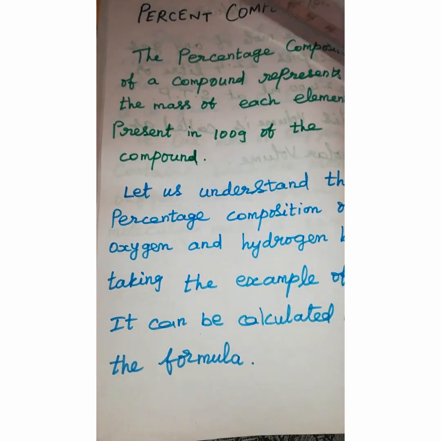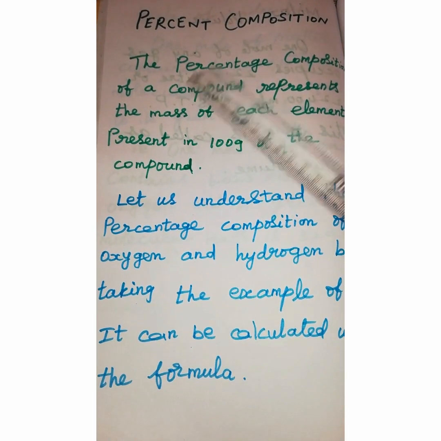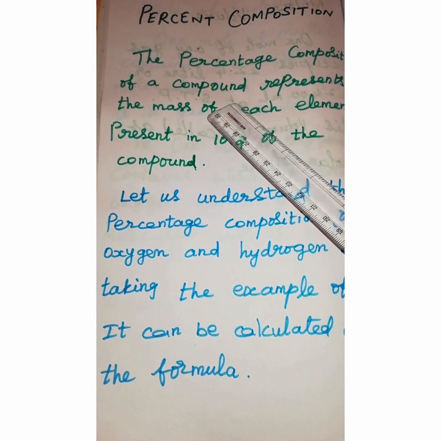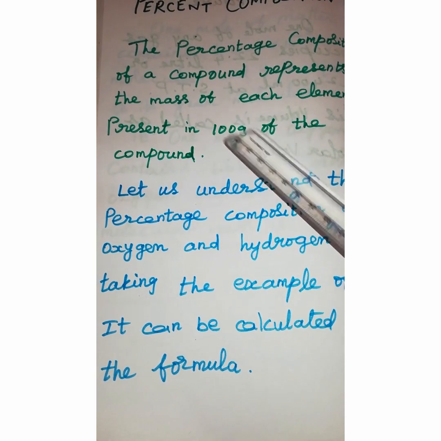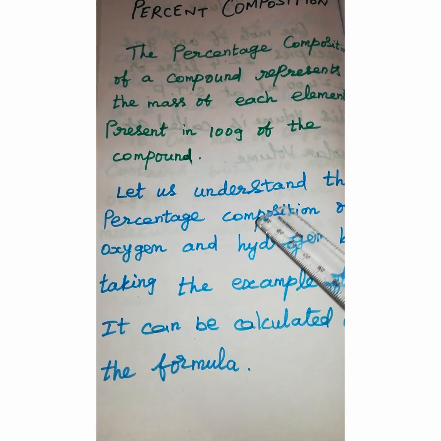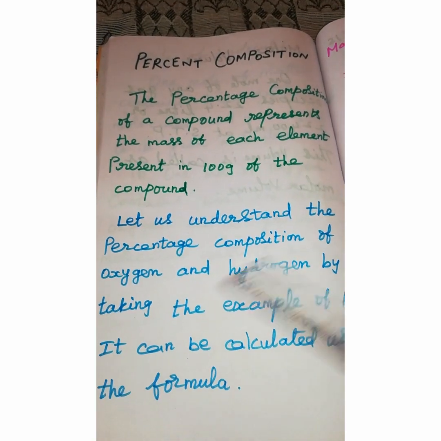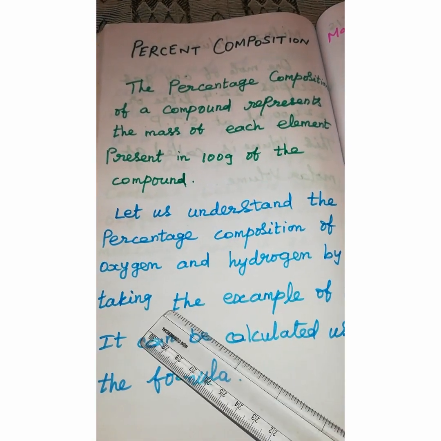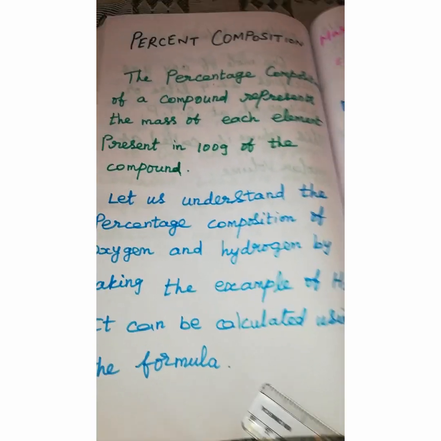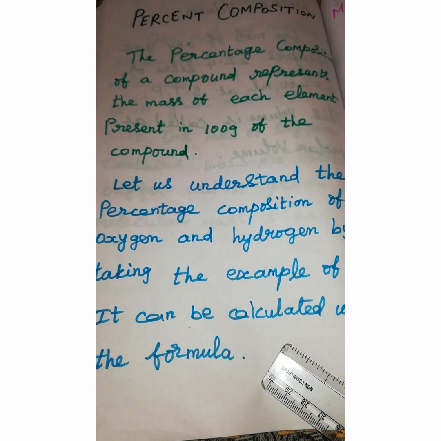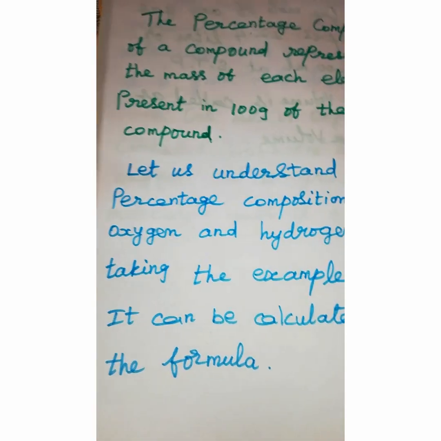Have you understood what is percent composition? The percentage composition of a compound represents the mass of each element present in 100 gram of the compound. Let us understand the percentage composition of oxygen and hydrogen by taking the example of water. It can be calculated using the formula. Yes, what is the formula that is used to find percent composition?